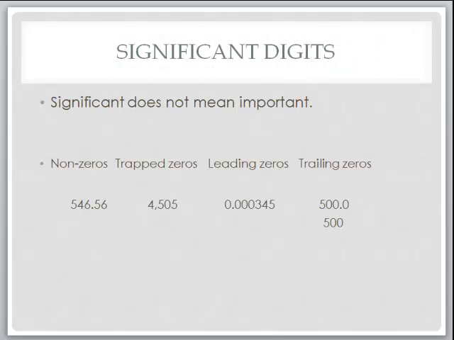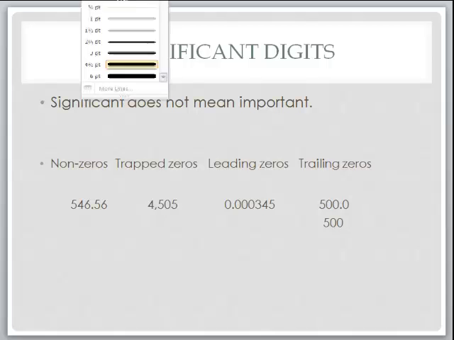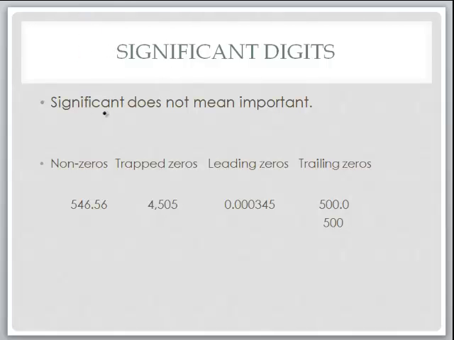Alright, so when we do precision with numbers, what we want to do is look at what we call the significant digits in a number. The significant digits in the number are going to tell us the precision of the number. It's important to understand that significant does not mean important. Significant means the values in the number that are based on the measuring device itself.